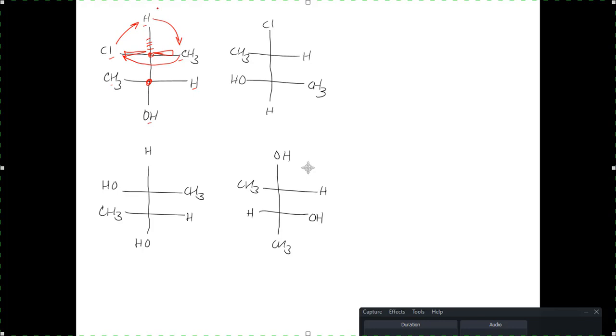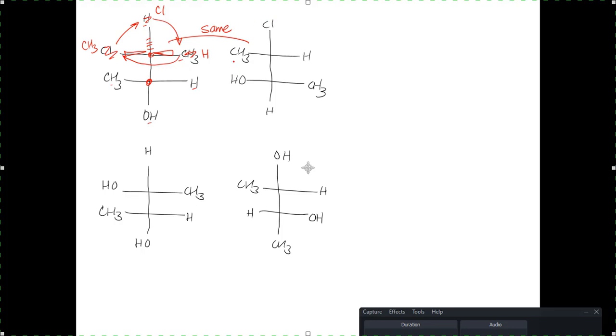So if I rotate the chlorine up here, it goes there, the hydrogen would come here, and the methyl group would come over here. And now the question is, did I line up those groups exactly? And the answer is yes, I did. So these top carbons now have the same configuration.